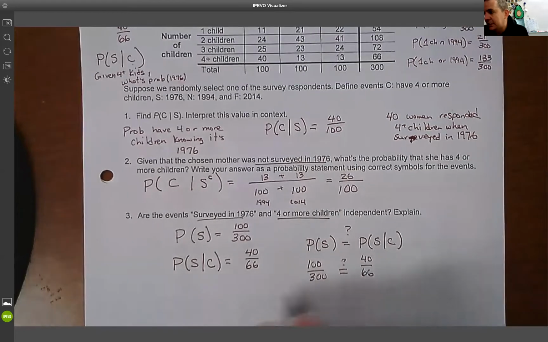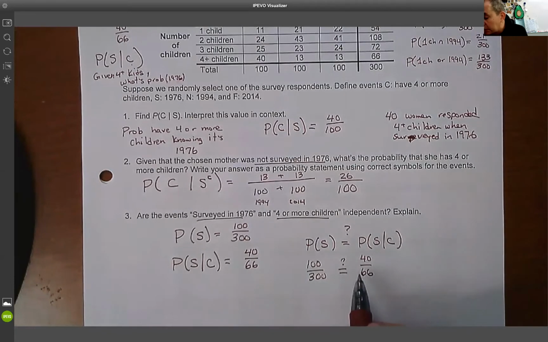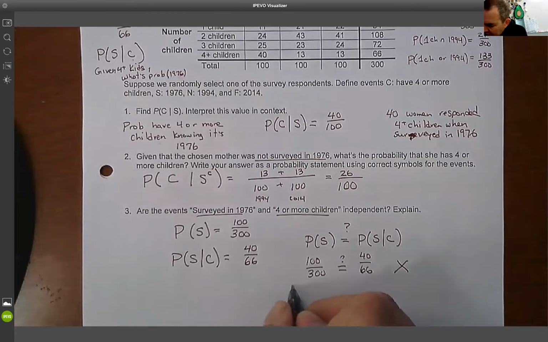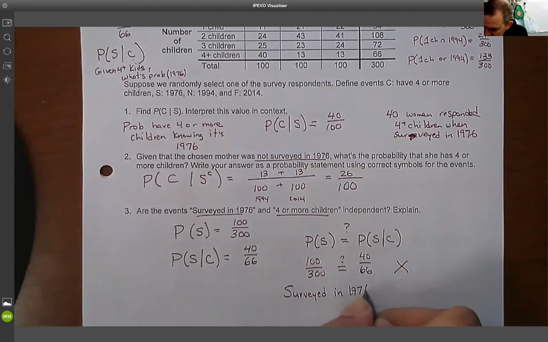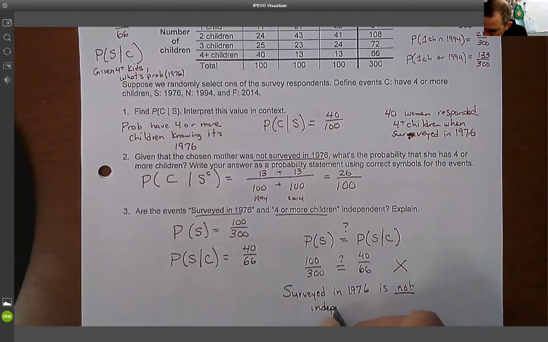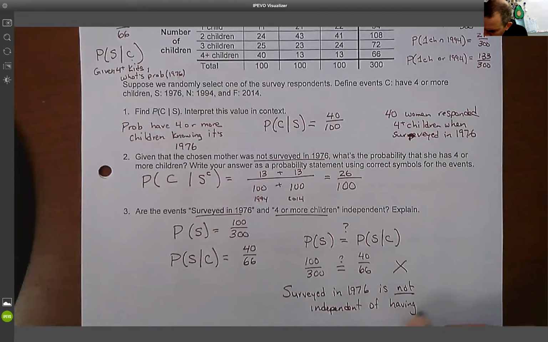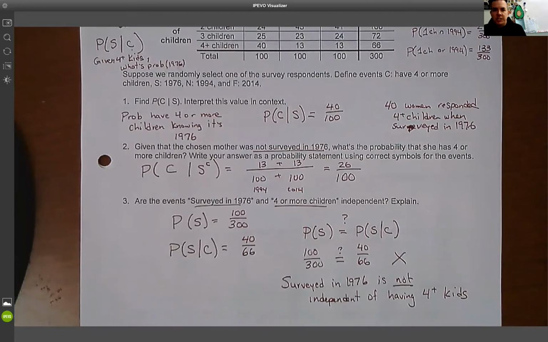If you take a look at that, you can clearly see this is 1/3, and this is right around 2/3. So this is not true. This is a false statement. So that tells me surveyed in 1976 is not independent of having 4 or more kids. Let me say that another way. If I know the year you were surveyed, it affects the probability of you having 4 or more kids.